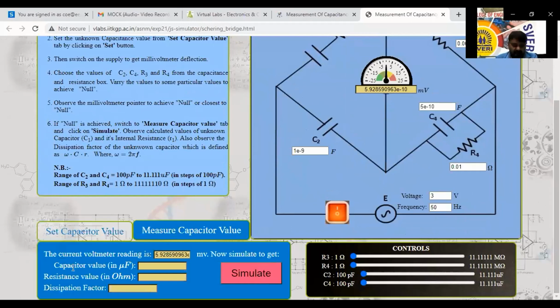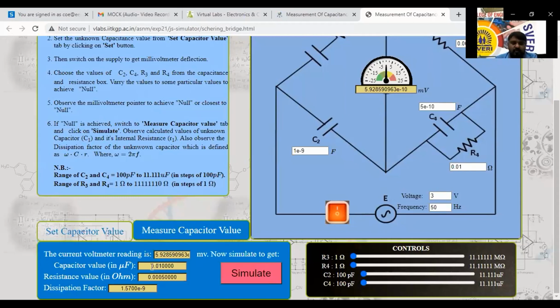Then here, see here. Is there any value here? Is the C1 value displayed here? No. Is the R1 value displayed here? No. Is the dissipation factor there? No. I will click on this. See here. The capacitor C1 is 0.01. How much did we set? Did we set 0.01? Yes or no?